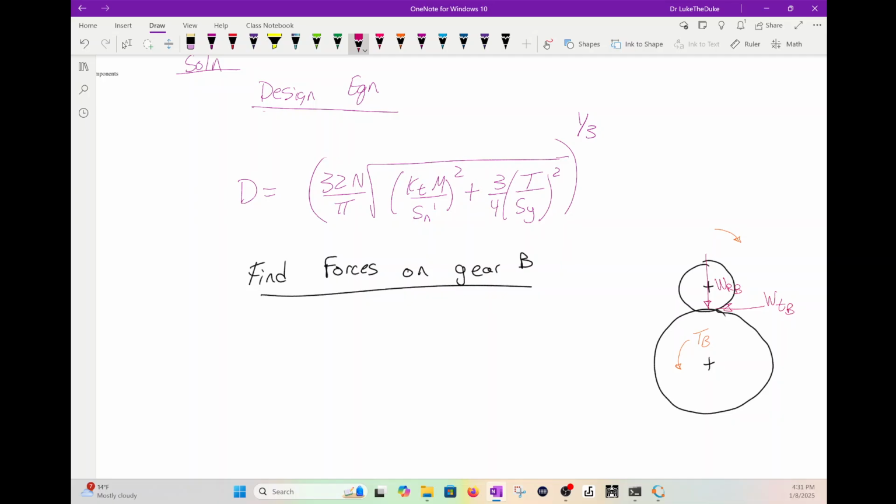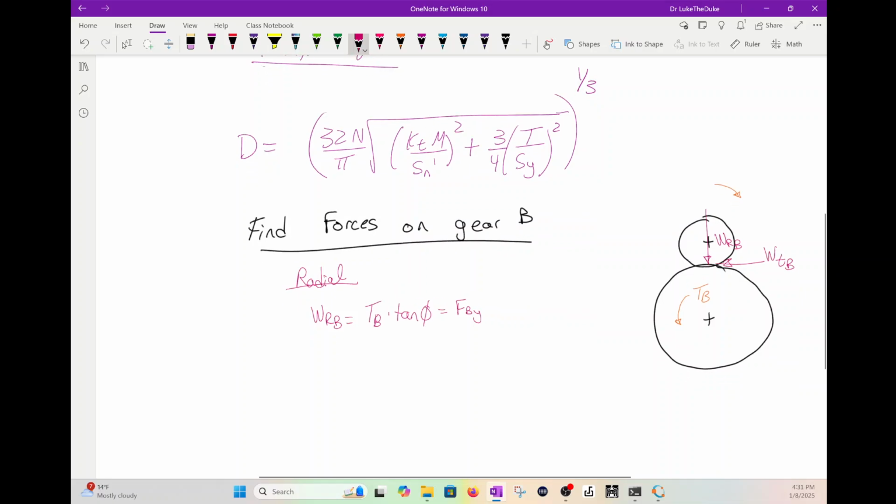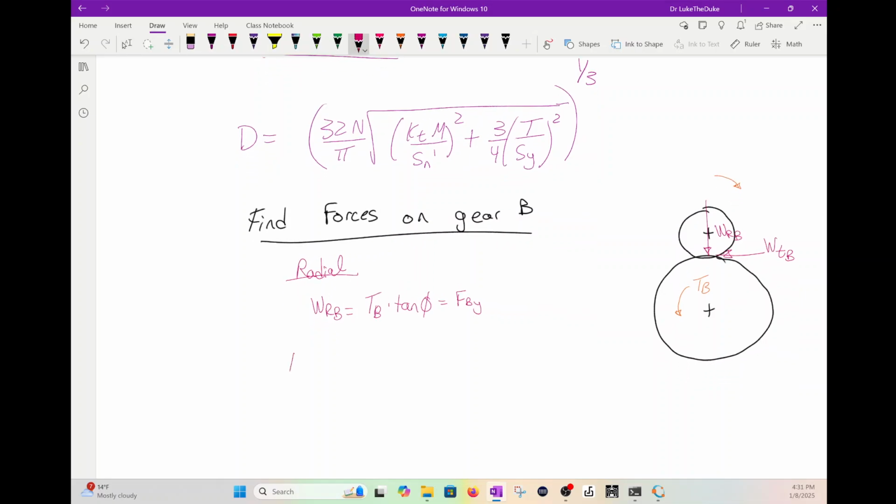So let's go over here. Radial: WRB is the torque at B times tan phi. We're going to call this FBY. Tangential: WTB is the torque at B over the pitch diameter at B over 2. We're going to call this FBX.